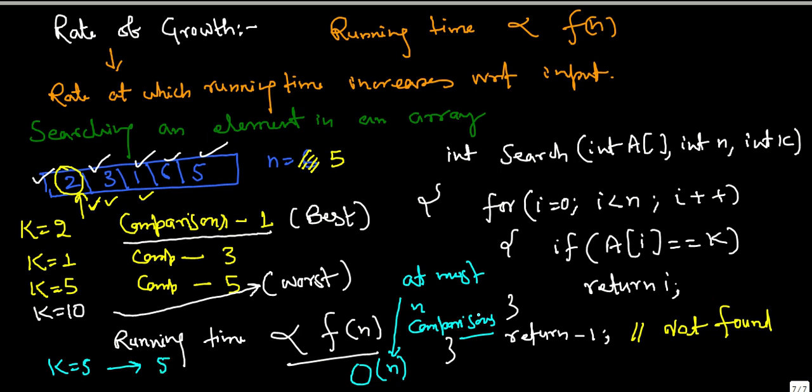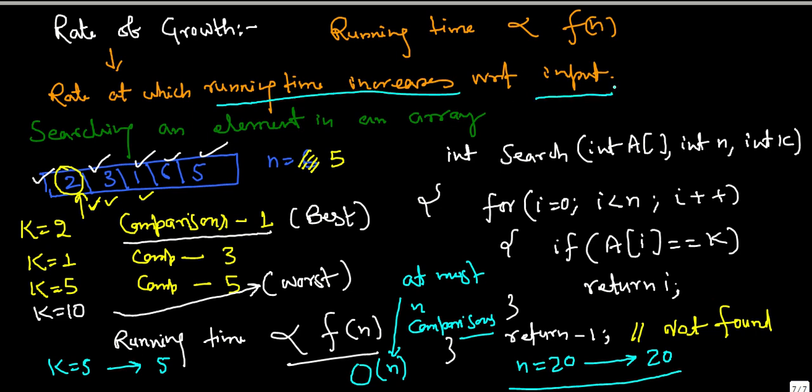But what if we have number of elements equal to 20. So of course, if you see the algorithm, in the worst case the number of comparison could be 20. And here we see how our running time is increasing with respect to input size.